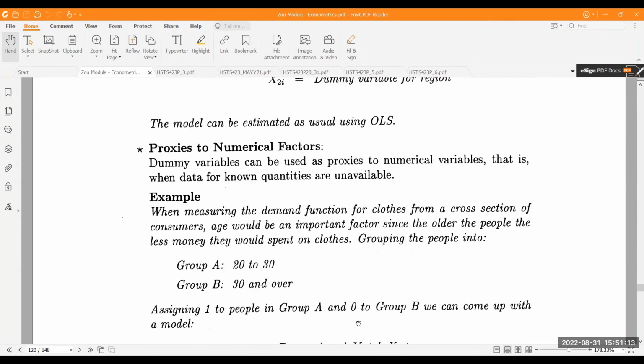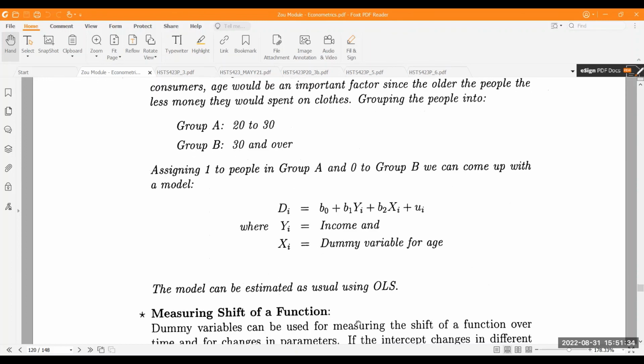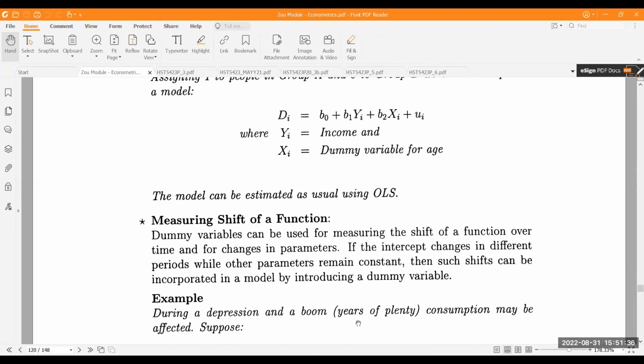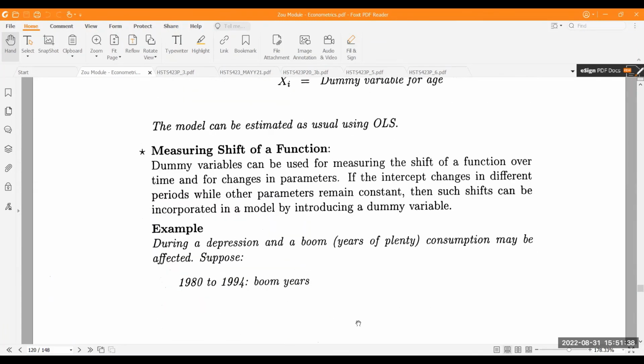So we have the first one as proxies to qualitative variables, and proxies to numerical factors. That's another one. Numerical factors like age. We can group age into different groups, like 20 to 30, and 30 and over. Then we assign 1 to group A, 0 to group B. We are using them as dummy variables now. Then measuring a shift of a function: zero before a shift, one after a shift.